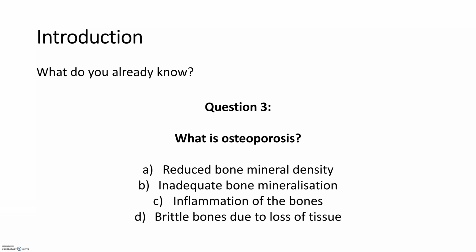So A is osteopenia, which is a precursor to osteoporosis. B is osteomalacia or rickets. This can be due to low calcium levels, low phosphate, or low vitamin D. And C is osteomyelitis, which is caused by things like infection. So this is just a little breakdown.